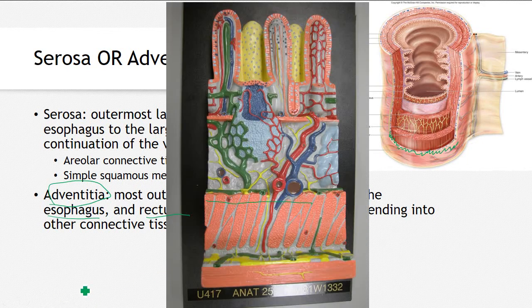So the adventitia, in this angle you can't see it, but it will be down here on the very bottom side here. Okay, but you don't see it from this angle. You have to kind of tilt it in order to see it.